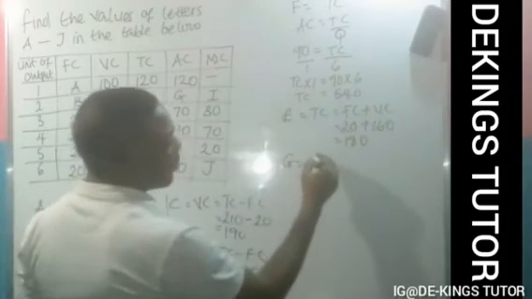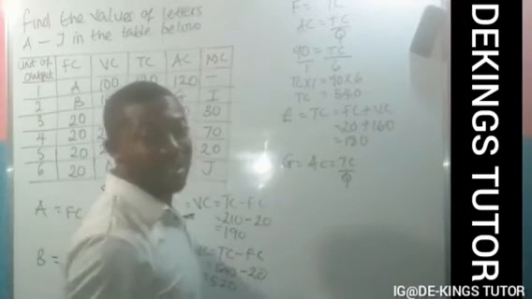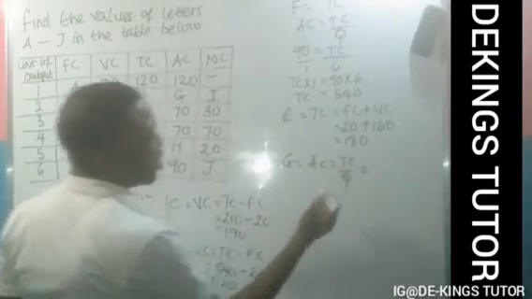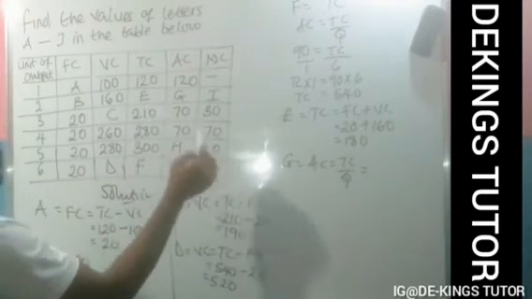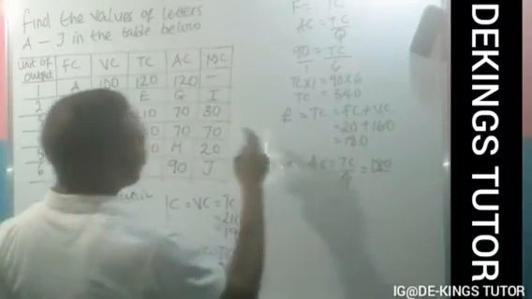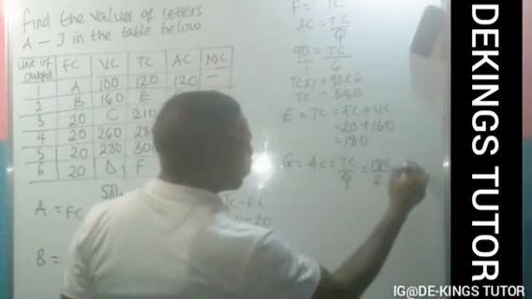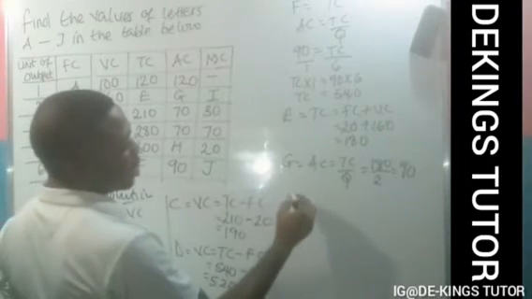G falls under average cost. What's the formula for average cost? Total cost over quantity. Once you know the formula, it's easier. We have done that. Watch the video. Now total cost for G is E. We have solved for E as 180. So we have 180 over the quantity, which is 2. So 180 divided by 2 equals 90.